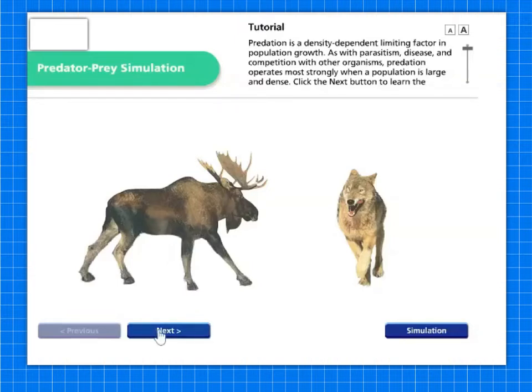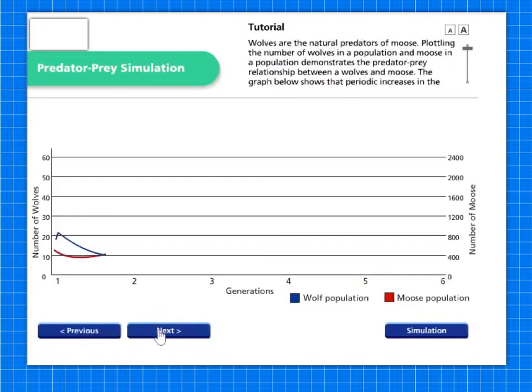Okay, so let's have a look. So the first thing is, I'll just explain this graph to you. On the left-hand side is the number of wolves, and on the right side the number of moose. And you'll notice that there's less predators and more prey.